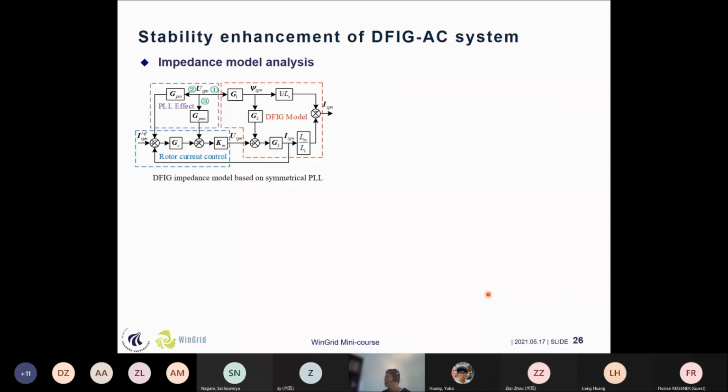So this means that we have just solved the frequency coupling issues, but our ultimate goal is to improve the stability of the whole system. So here I want to talk about how we can improve the stability if we are using the symmetric PLL. The first step is using the symmetric PLL to eliminate the frequency coupling. So now we can use the single input, single output method to make a more intuitive parameter design. And in this part I'm going to introduce how we design the parameters to improve the system stability. Here we can see the DFIG impedance model based on the symmetric PLL.